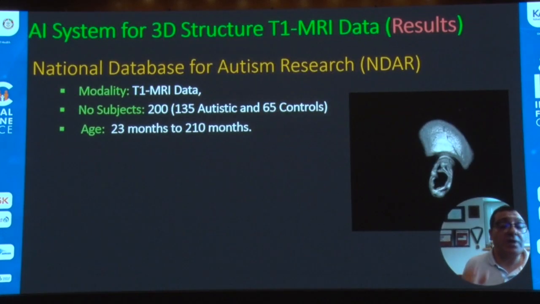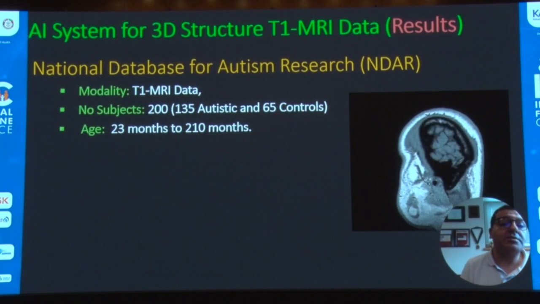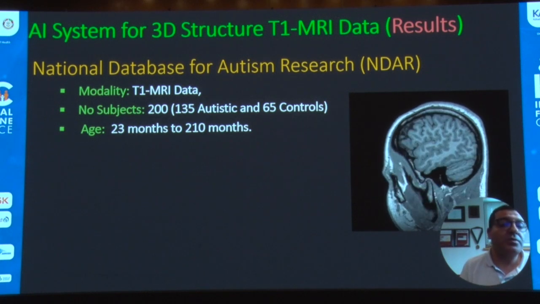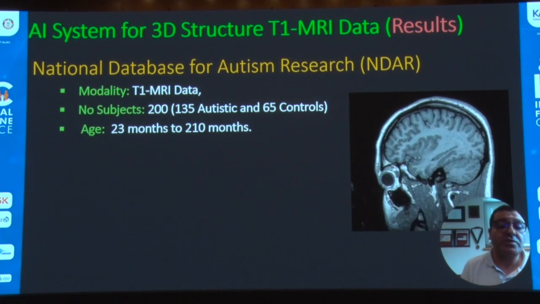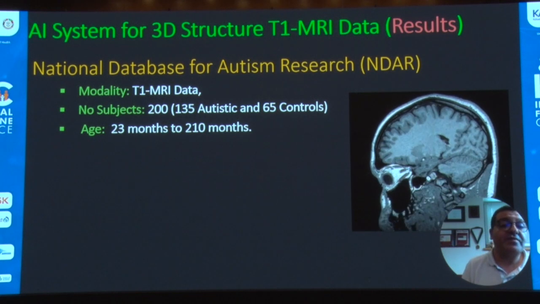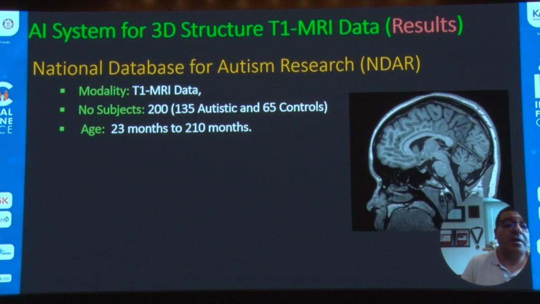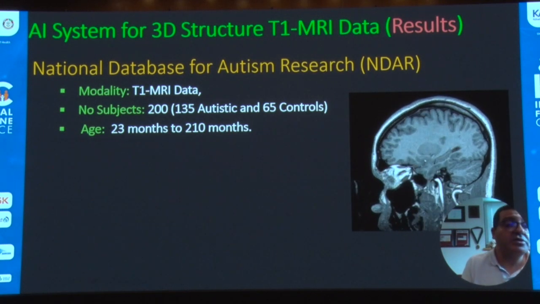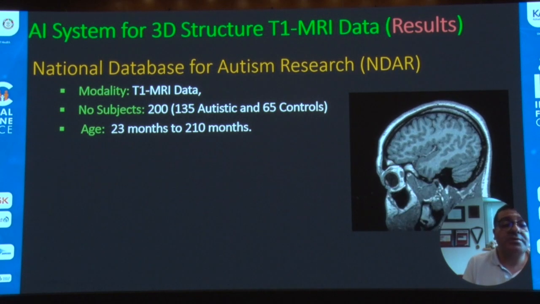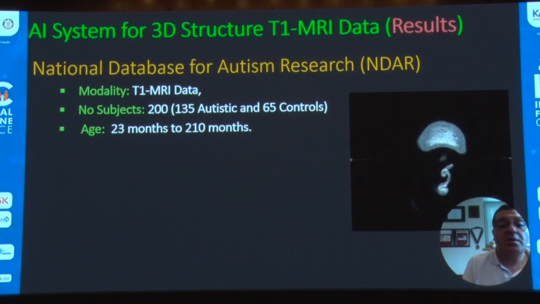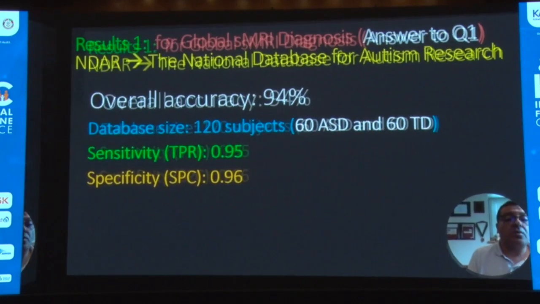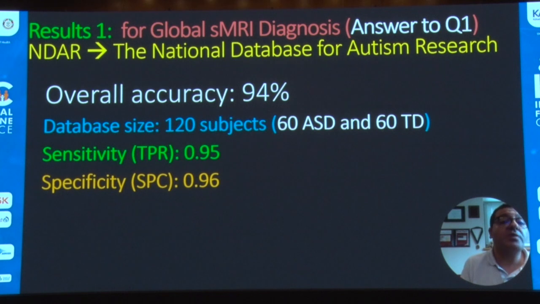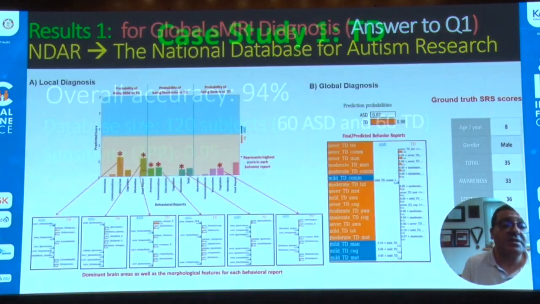Based on this, we started to test our approach on different data collected from the National Database of Autism Research. We call it NDAR. The first one has 200 subjects, 135 autistic and 65 control, with ages from 23 months to 210 months. The accuracy of this approach is around 94%, with sensitivity 95% and specificity 96%.